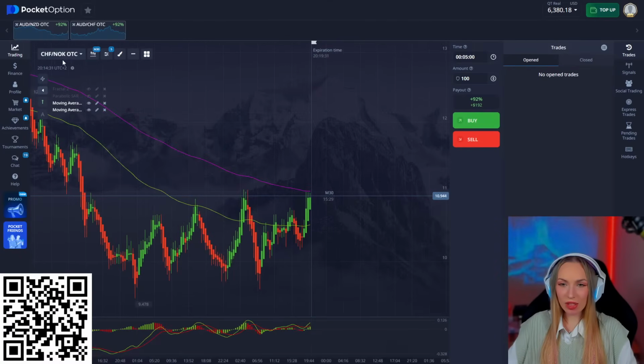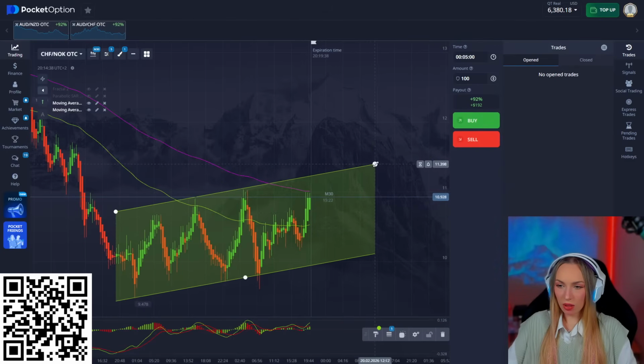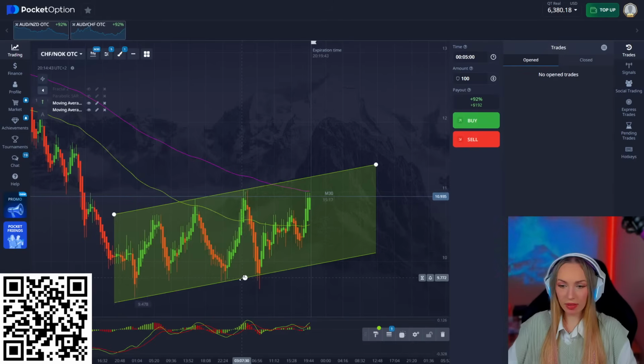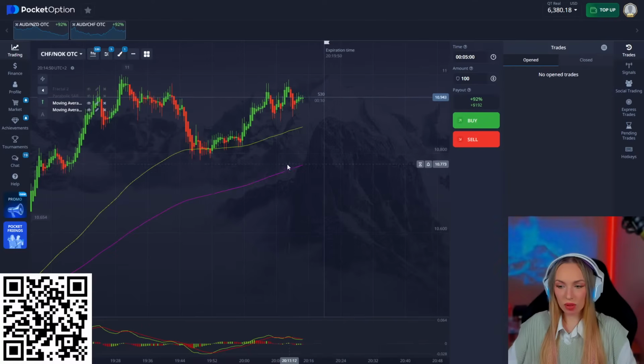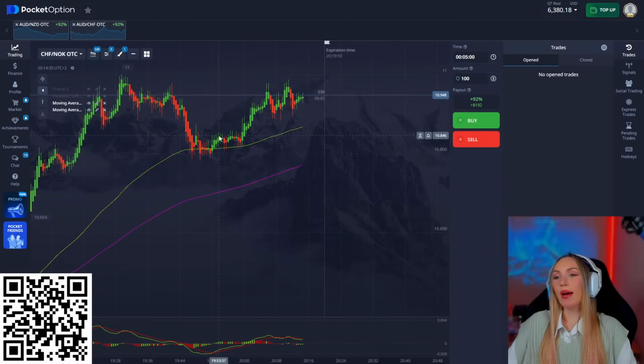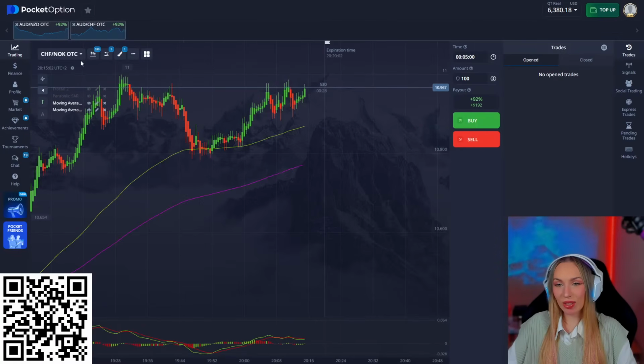Oh, actually CGF and OK seems to have a clear structure. Let's see it. Look, perfect. Upward channel. And soon probably there will be a signal to open the trade in the downward direction, but on 30 seconds it moves so slowly. I don't know how much time we need to receive the signal in the downward direction. I think we can open the trade in the upward direction.